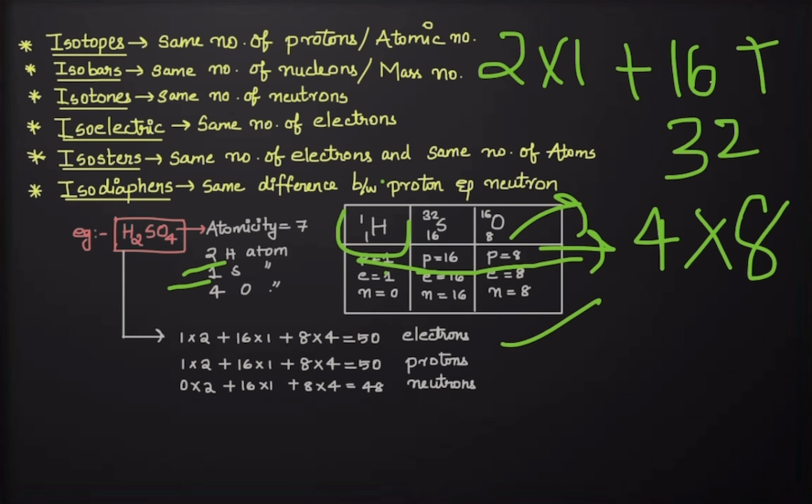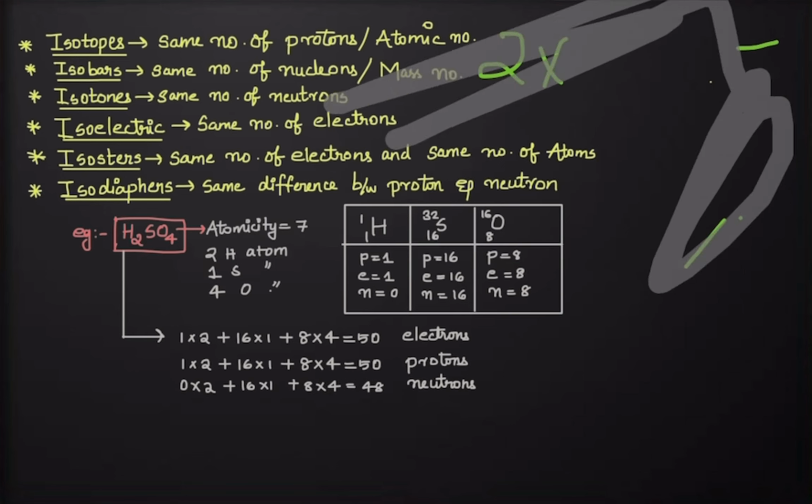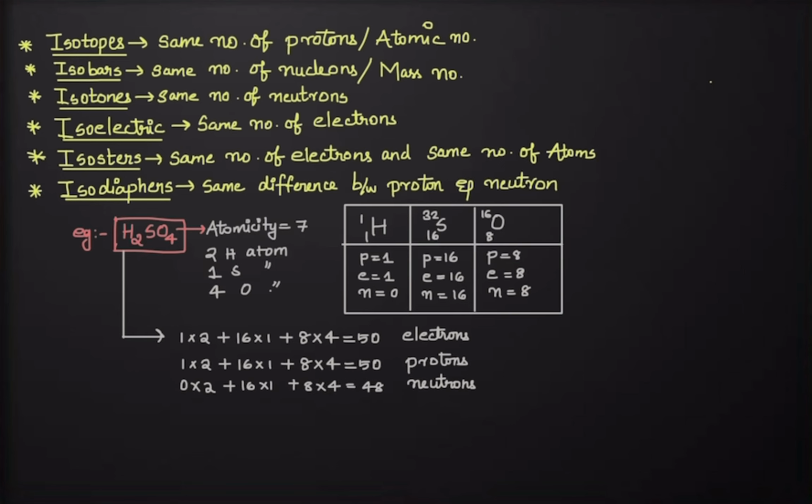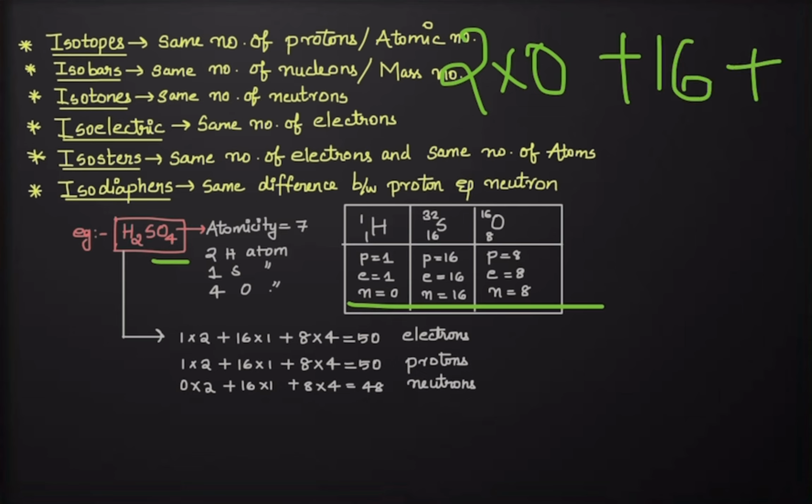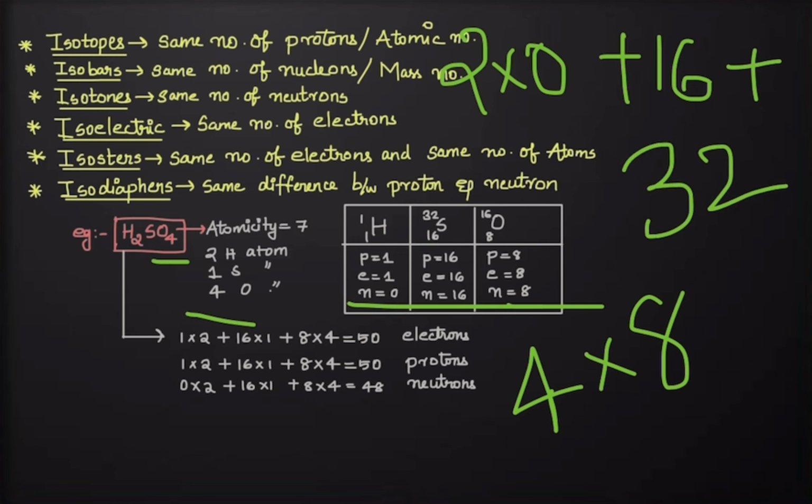And then comes the number of neutrons. Hydrogen has 0 neutrons, so 2 hydrogen gives 2 into 0. One sulfur has 16 neutrons, plus 4 oxygen atoms, each with 8, so 4 into 8 equals 32 neutrons. 2 into 0 equals 0, and 16 plus 32 equals 48, so 48 neutrons are present.